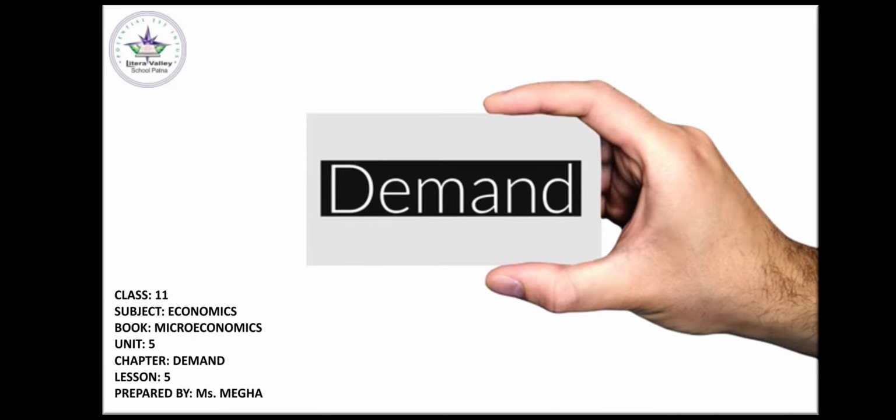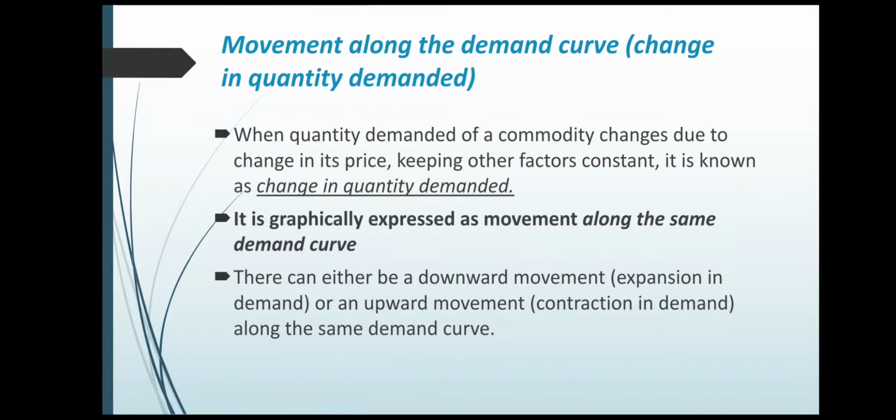So the topic for today is movement along the demand curve, change in quantity demanded. Now there are two types of change that we see in this chapter, demand. The first one is movement along the demand curve, and the second one is shift in demand curve. So these are the two types of changes in demand curve that take place. So today we shall study about movement along the demand curve only, and it is also known as change in quantity demanded. So let us begin.